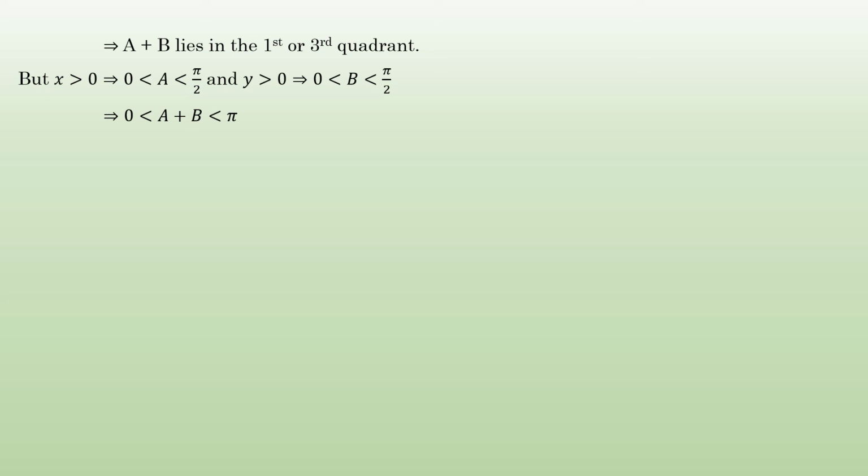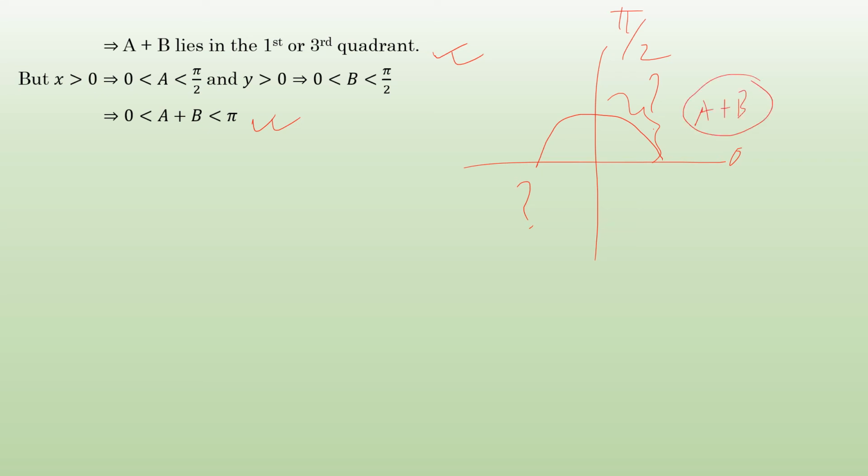Now combining these two, the first one tells us a plus b is in the first or third quadrant, either here or here, and this one is telling us it is from here to here. So the common range is this part, from 0 up to pi by 2. So a plus b should be from 0 up to pi by 2, and then it is the principal branch of tan.